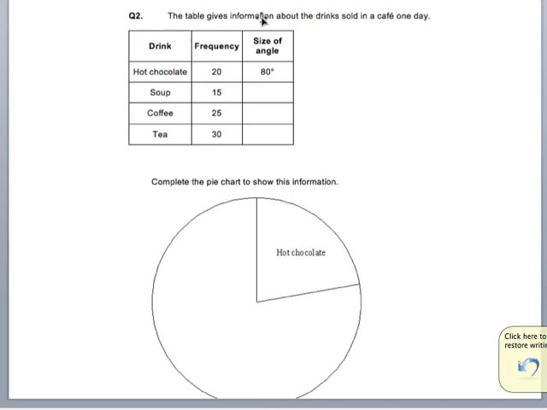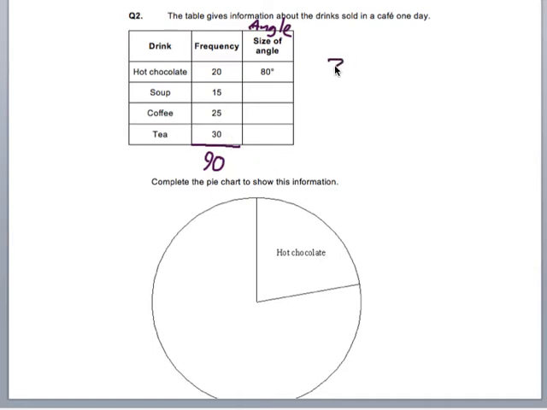Again, in this question, the table gives you information about the drinks sold in a particular cafe on a certain day. So again, first thing I would do, if it's not already there, is add an angle column. In this question, it's already there. And then I would add up my frequency. So 20 plus 15 plus 25 plus 30 gives me a frequency of 90. So there are 90 individual drinks: 20 hot chocolates, 15 soups, 25 coffees, 30 teas.